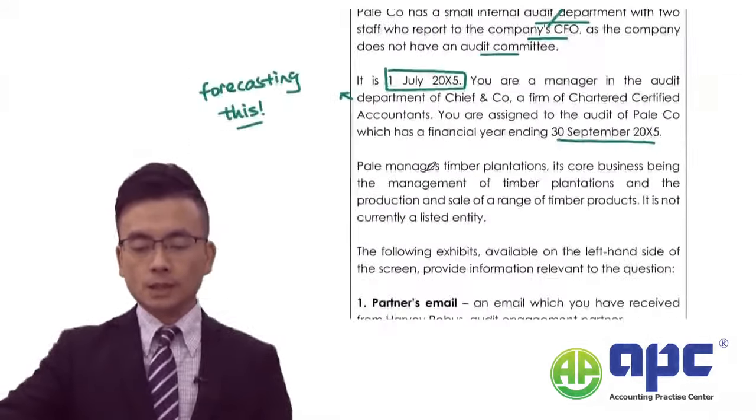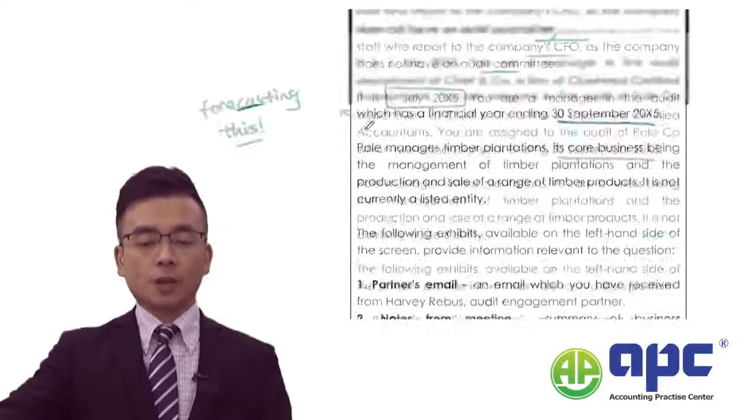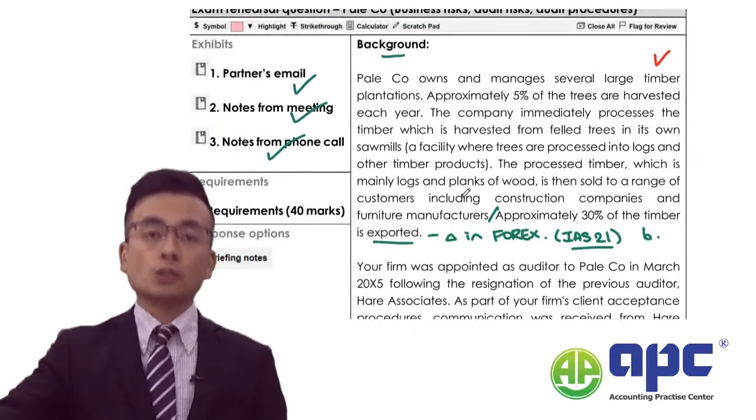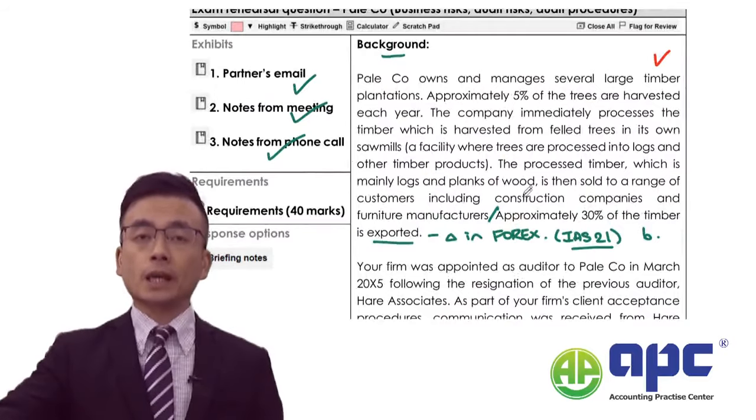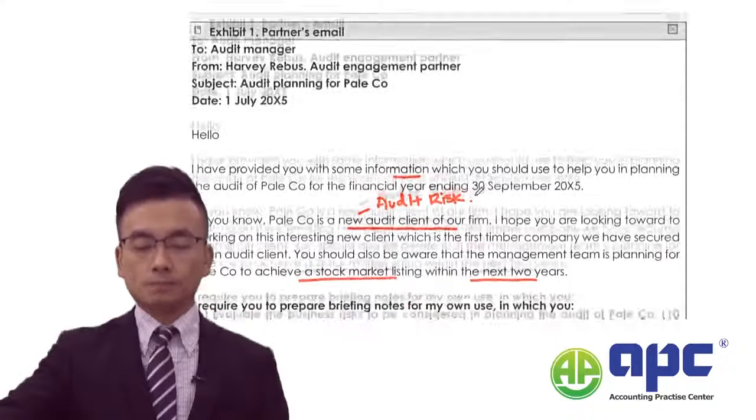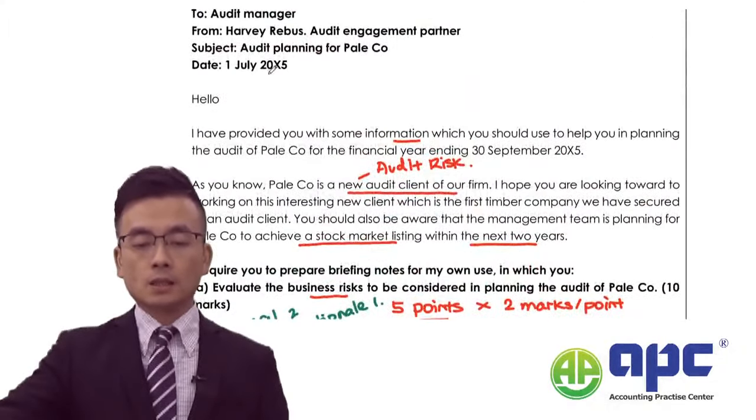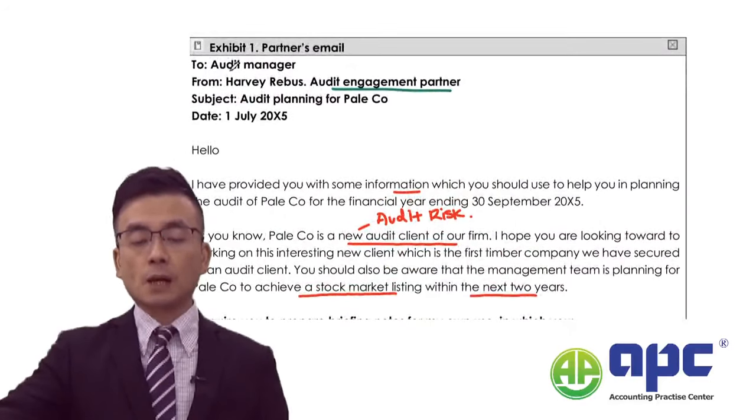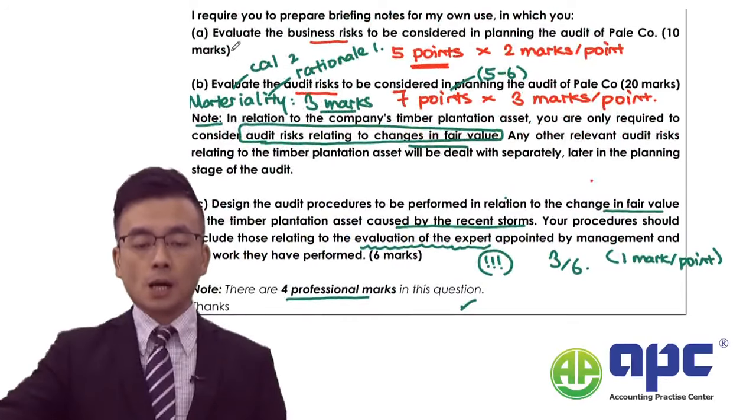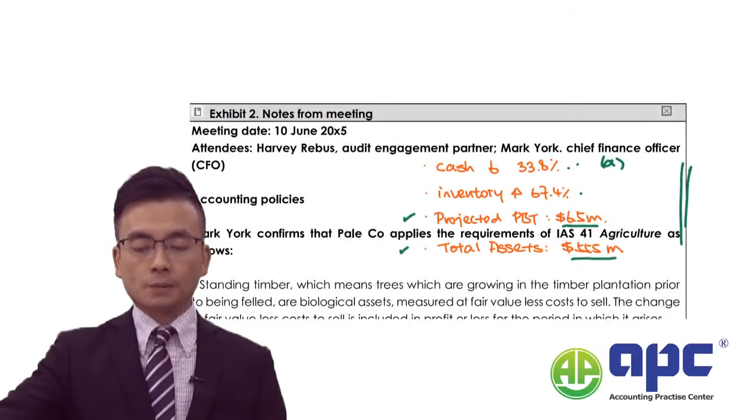Now, we're also given, on the left-hand side, the exhibits, for example, related to a partner's email, notes from the meeting, notes from the phone call. You need to read them very carefully and bring the case information into your answer. Now, exhibit number one. As I said, the audit engagement partner sends you an email, you're acting as the manager, and you need to answer parts A, B, and C there.